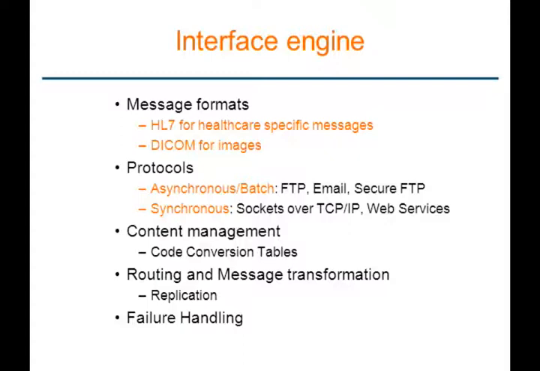The interface engines will do the content management. That means they'll convert one set of codes to another set of codes between applications. They'll definitely do the routing component, which means that the ADT system is going to send the ADT events in HL7 messages only once to the interface engine, and then the interface engine will know that it has to send them to 10 ancillaries, and it will replicate, or route, these messages to these 10 outgoing queues.